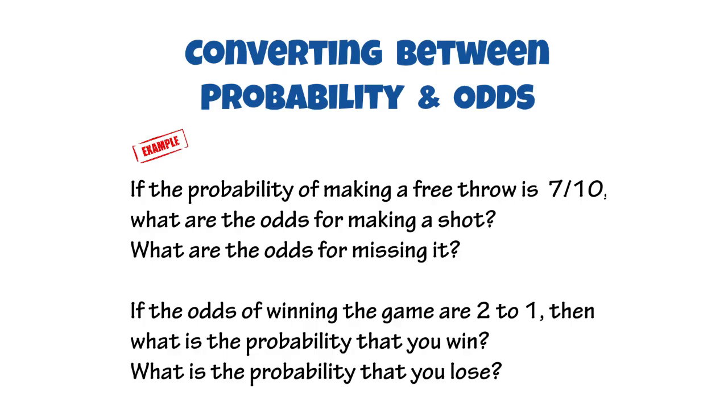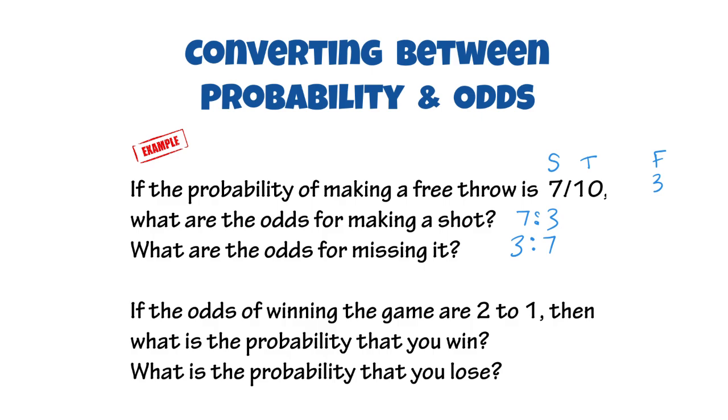Now, I've done this long enough that I know it seems like a simple concept, and yet people still continue to goof it up. So don't be afraid to just jot a few things down. The probability of making a free throw is 7 to 10. That means 7 is a success, 10 is the total, which means failures would be a 3. So don't be afraid to jot that down so that you get the next part right. What are the odds for making a shot? Odds are successes to failures. And the odds for missing it, well, that's the opposite. So then you would flip-flop your odds. That's a 3 to 7.